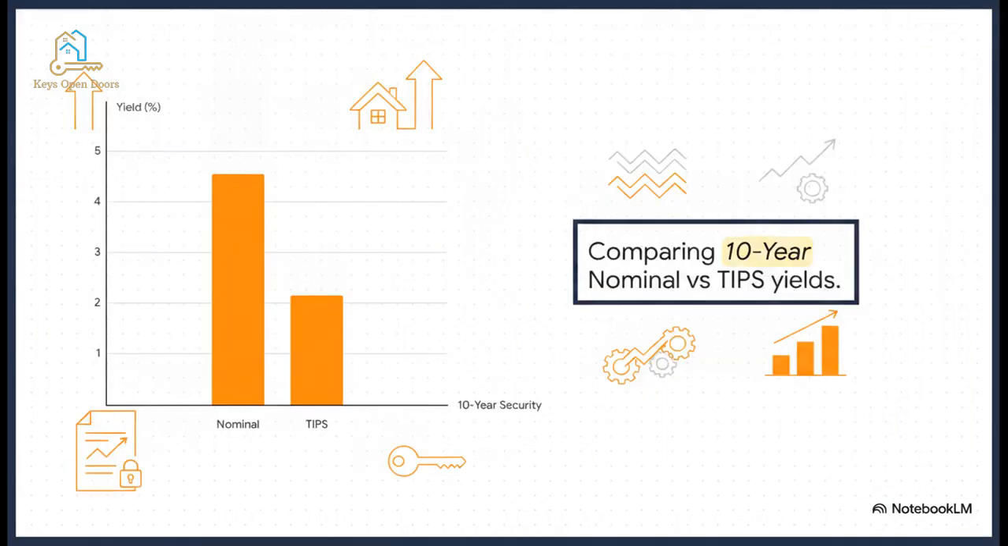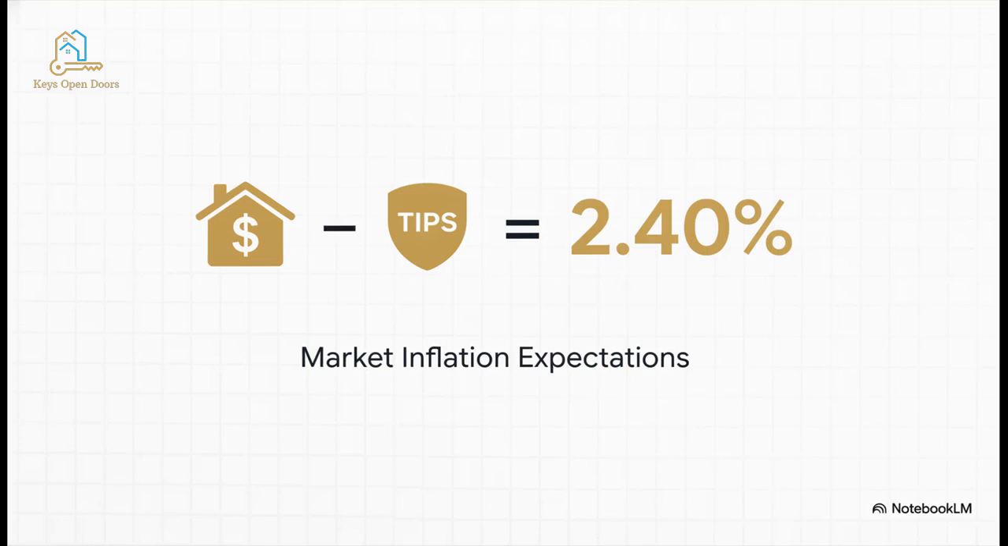So the crucial point really reveals itself when we compare these 2 10-year figures side by side. The 10-year nominal yield is sitting there at 4.56%. But the 10-year TIPS, the one that's completely shielded from inflation, is only yielding 2.16%. That is a massive, massive gap. Why does that gap exist? Because if you subtract the inflation-indexed yield from the nominal yield, it tells us exactly what the financial world thinks inflation is going to do.